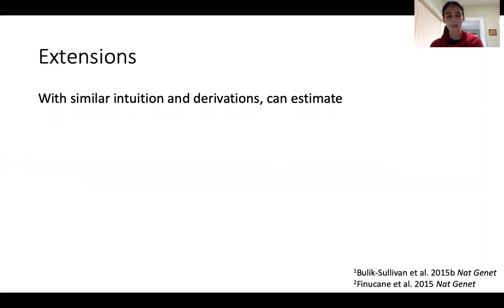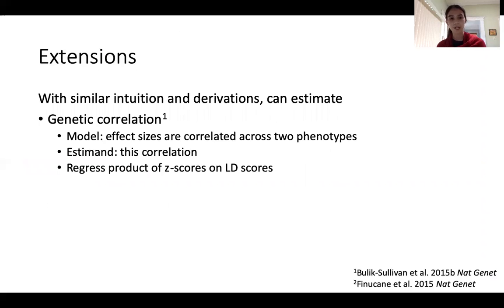So there's been a couple of extensions of this method to do a couple of different things. If you have similar intuition and similar derivations, we can estimate genetic correlation. And here our model, instead of being that there's one phenotype with one set of causal effects that are randomly distributed, is that we have two phenotypes and that their effect sizes are correlated with each other.